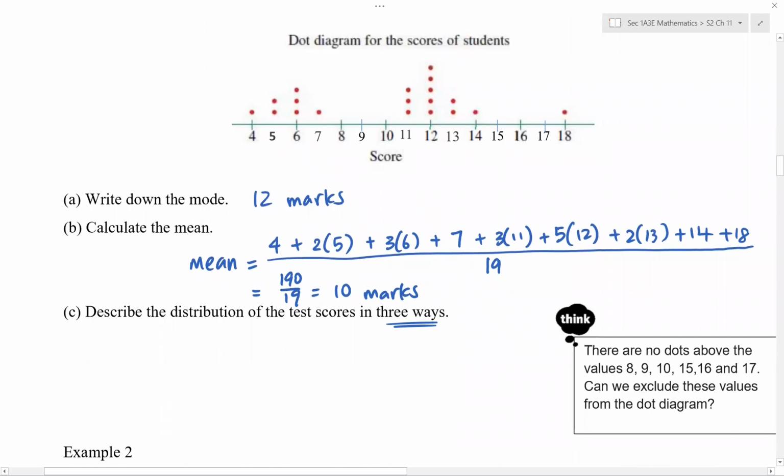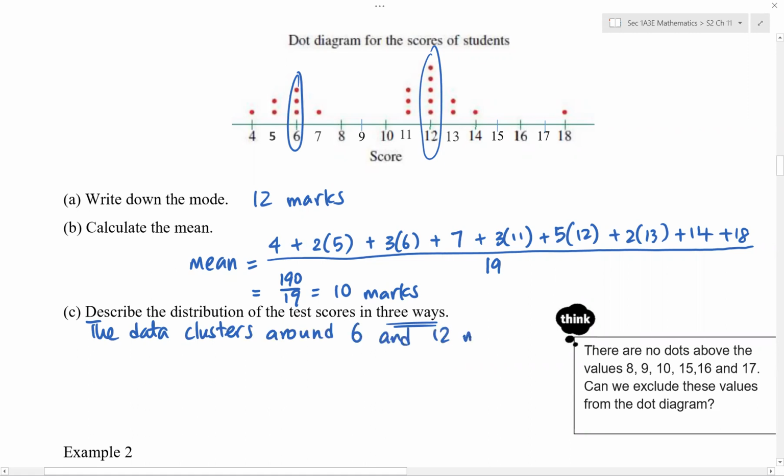So visually, we see that the students are broken down into generally two groups, or we call it two clusters. The first cluster is around 6, and we've got another cluster around 12. So perhaps our first point could be the data clusters around 6 and 12 marks.